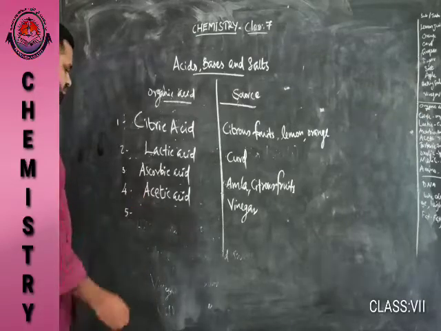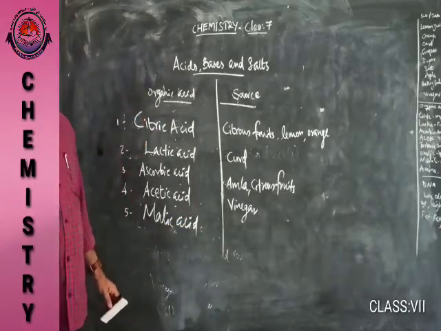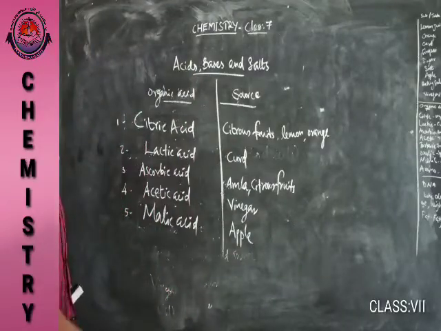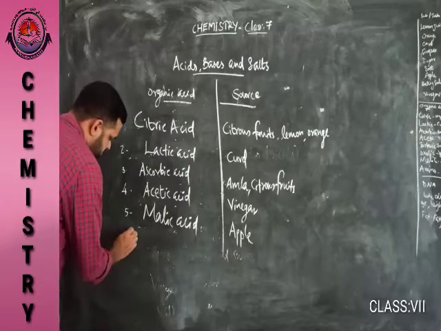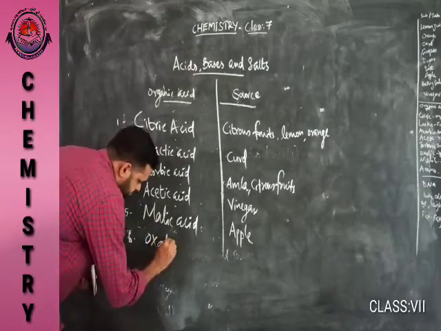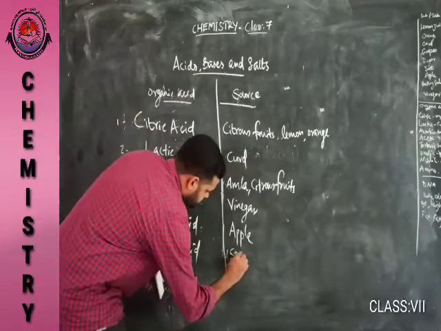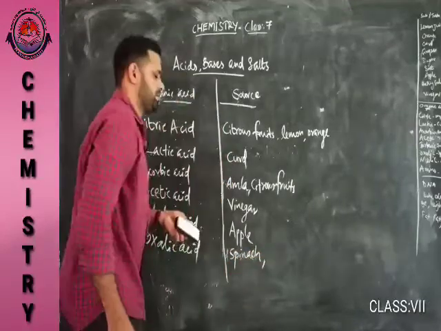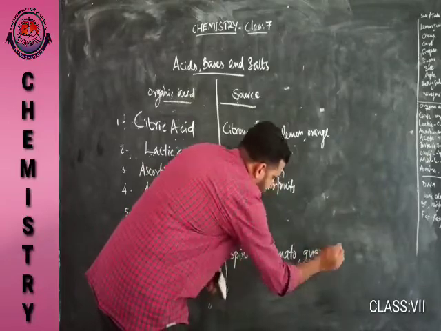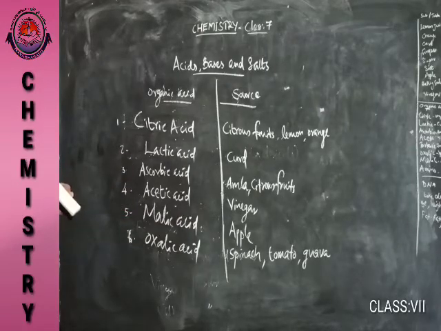Then the fifth one is malic acid. Malic acid is found in apple. Sorry, the sixth one is oxalic acid. Where is oxalic acid found? Oxalic acid is found in spinach, tomato, guava fruits, etc. All these contain oxalic acid.